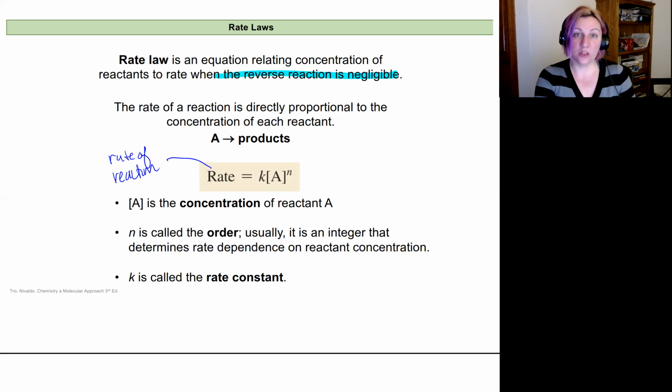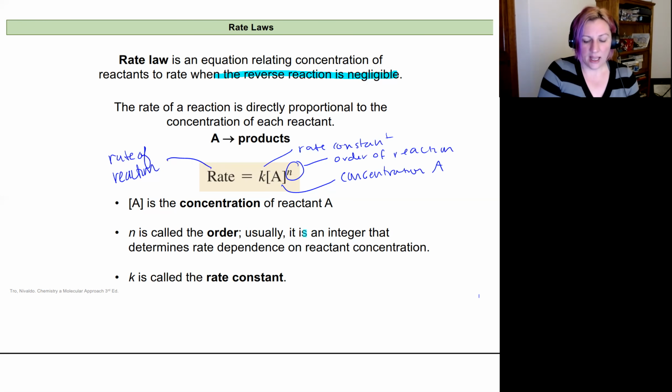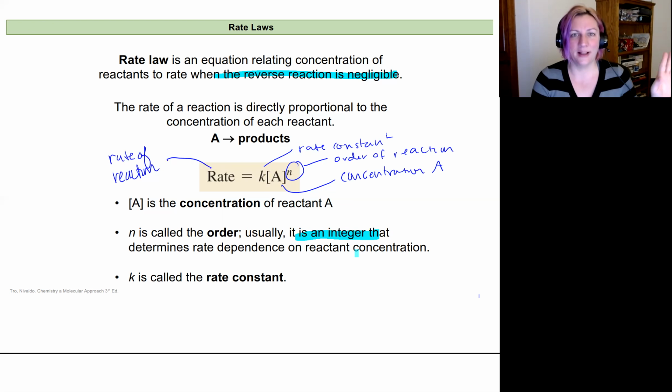times k, which is a rate constant, times the concentration of A, all to an exponent, which is going to be the order of the reaction. And this is going to be usually an integer. It can also be a fraction. But the ones we're going to look at in this class are going to be 0, first, and second order reactions. There are half orders and 5/2 orders of reactions, but we can deal with that in a different class.